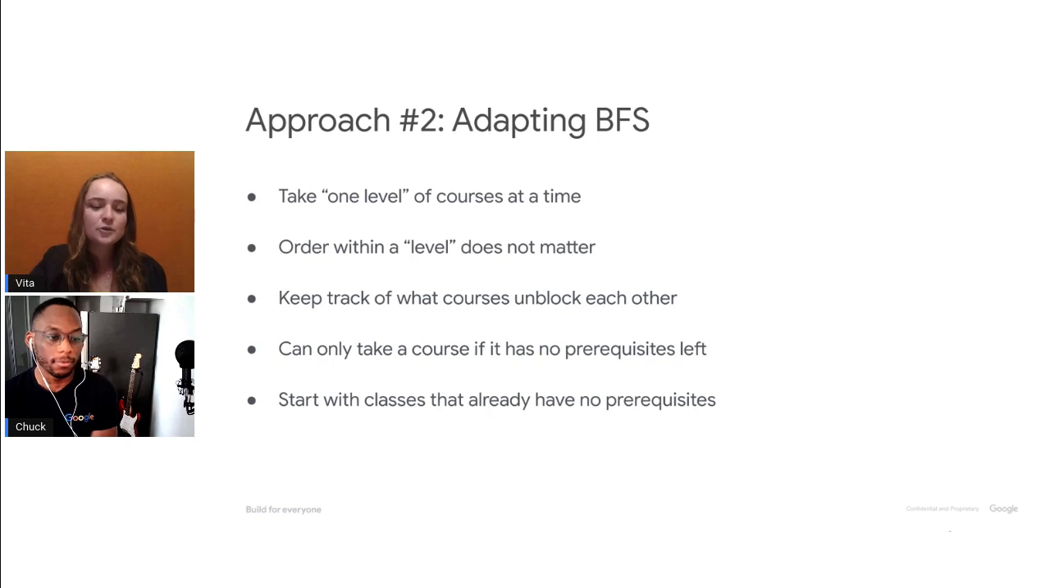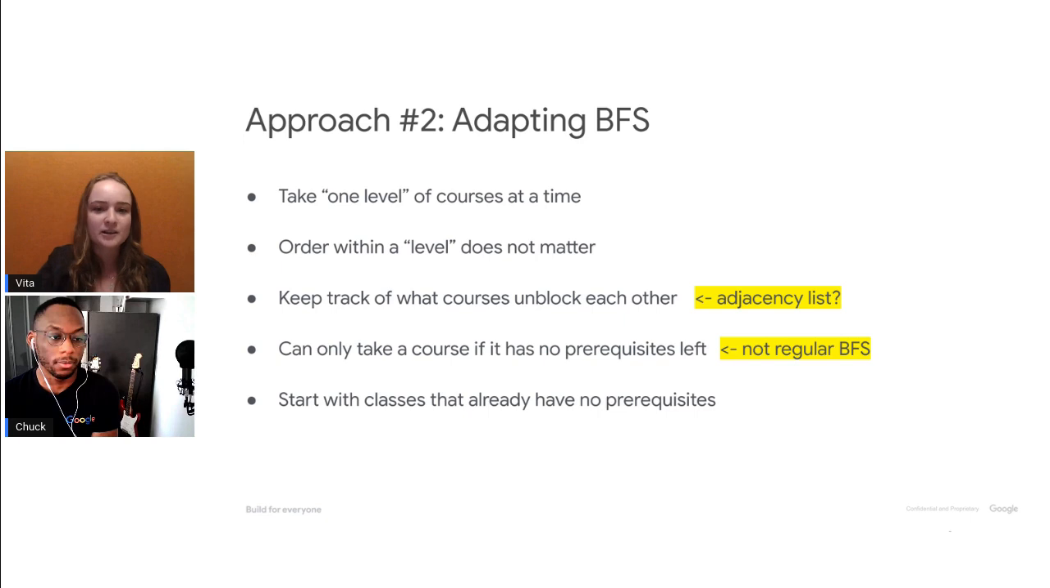Then I need to keep track of what courses unblock each other. I can only take a course if it has no prerequisites left. And I want to start with the classes that already have no prerequisites. Immediately, this is making me think, keeping track of what courses unblock each other, just like Chuck said, that's making me realize that I'm going to need an adjacency list here.